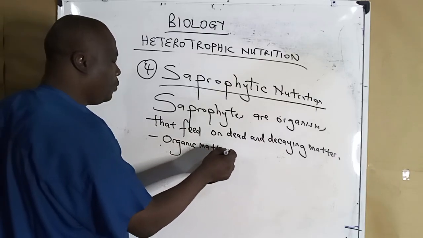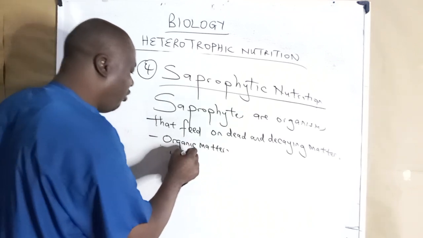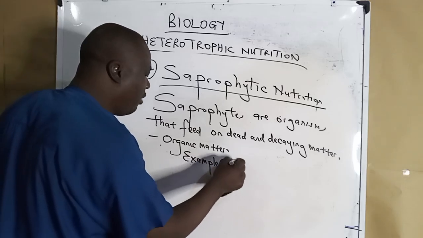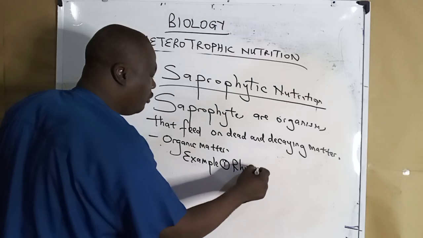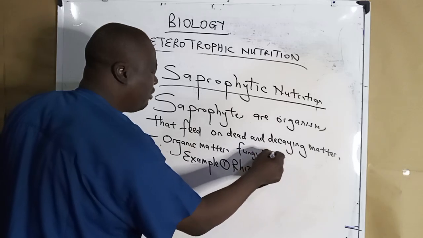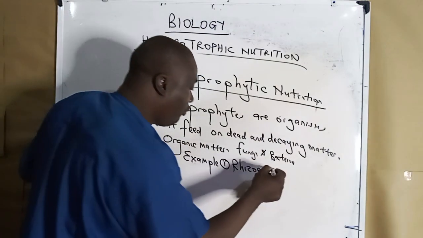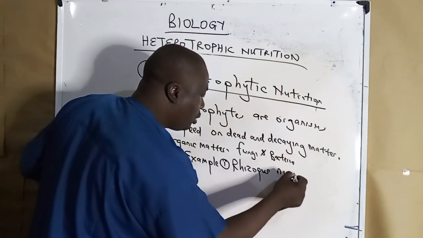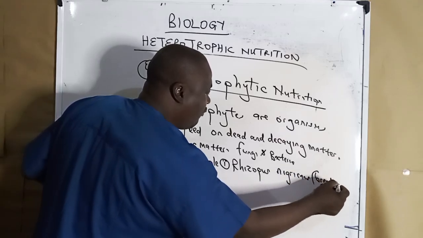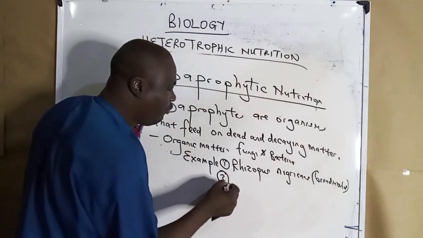They contain enzymes that break down this dead or decaying matter. Examples of saprophytes: number 1, you have Rhizopus. Most fungi are saprophytes. Fungi and bacteria are saprophytes. An example of fungi is Rhizopus nigricans, the bread mold. When you see food decaying, you leave it for a long time and it decays, that's fungi growing on it.